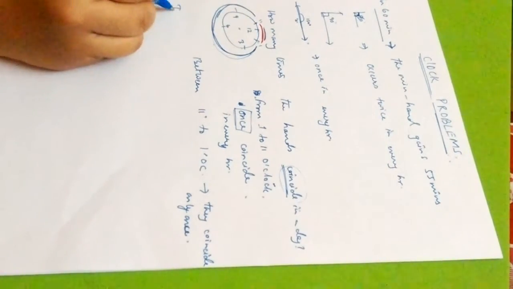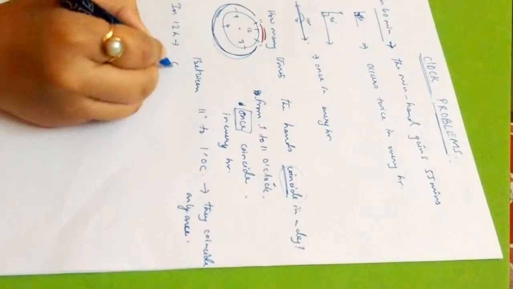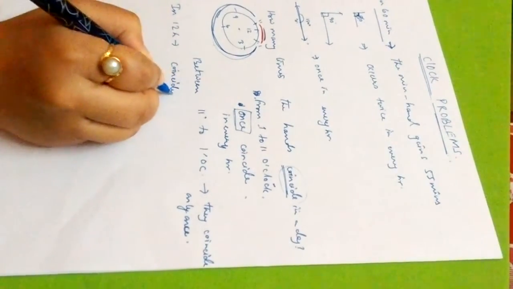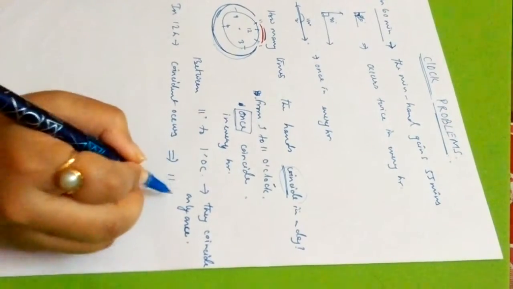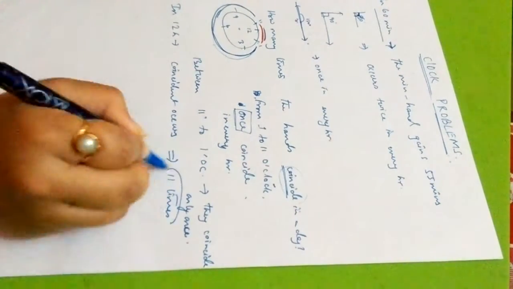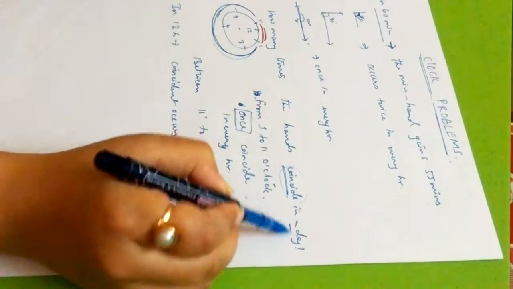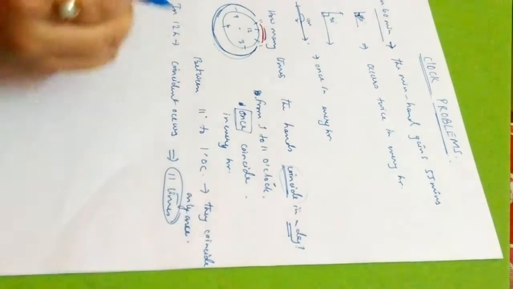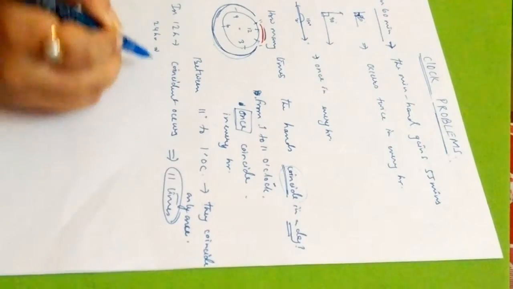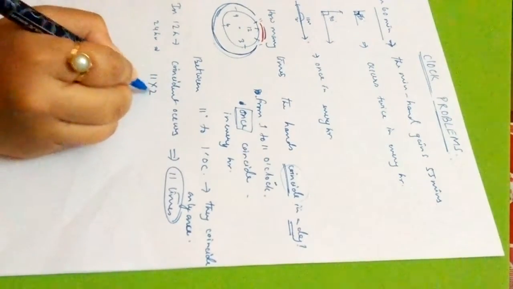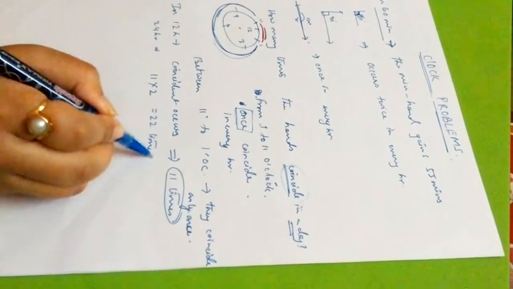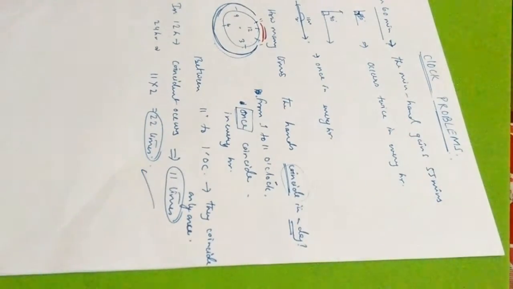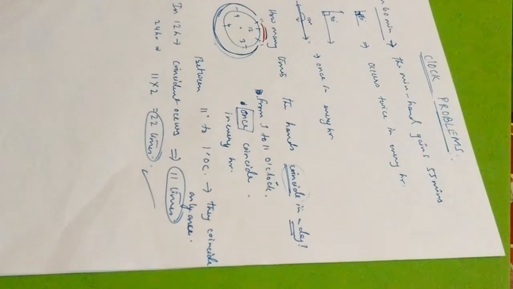So in 12 hours, coincidence occurs how many times? 11 times. And in the question they have asked us about a day. That means 24 hours. So simply we need to multiply 11 by 2 and that makes it 22 times. So 22 times on the clock, the two hands coincide with each other.